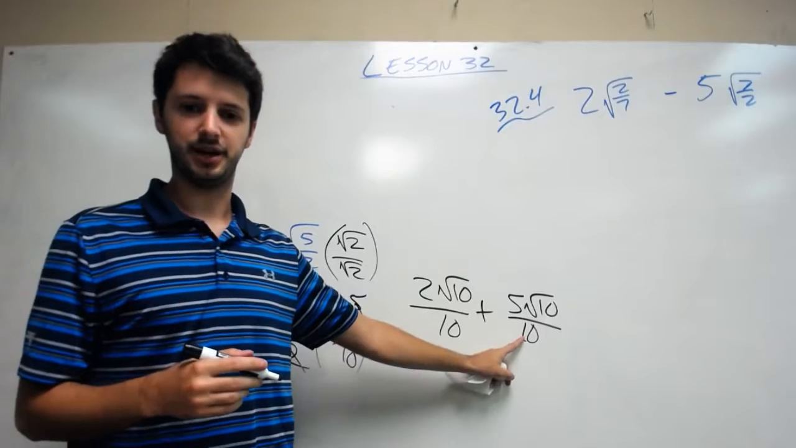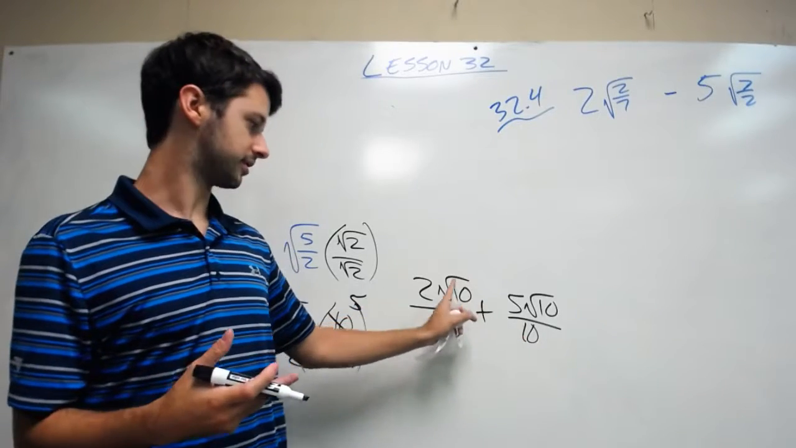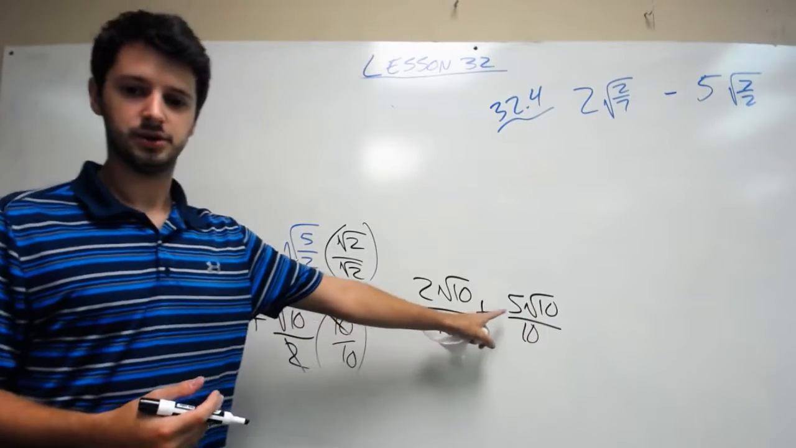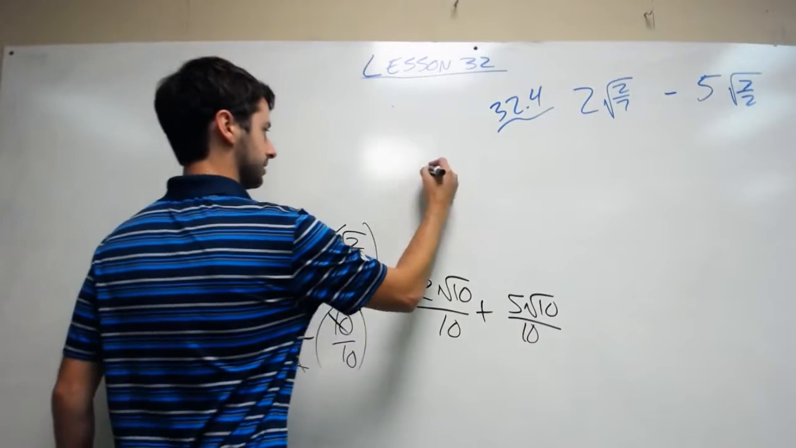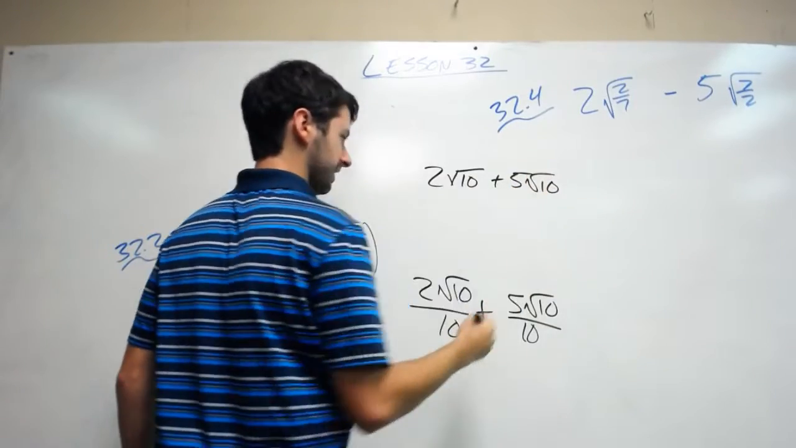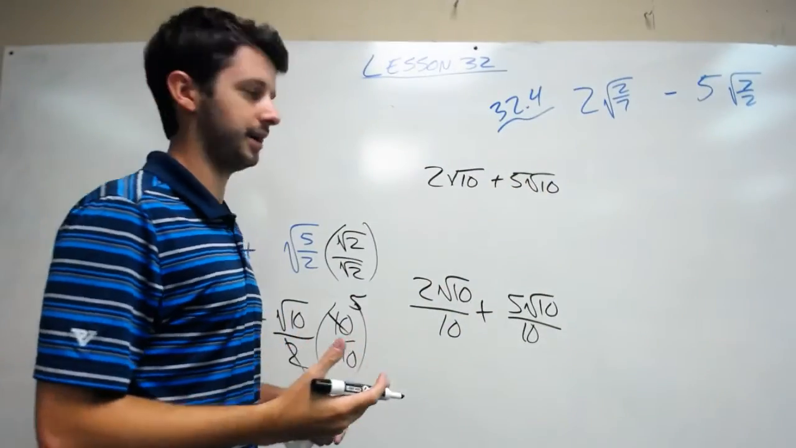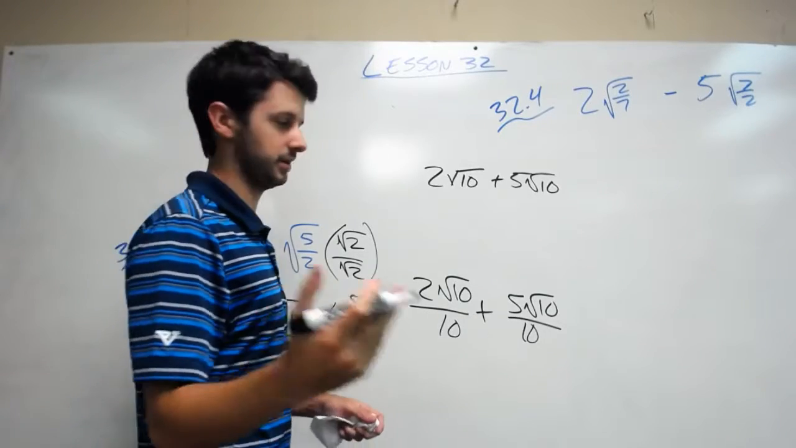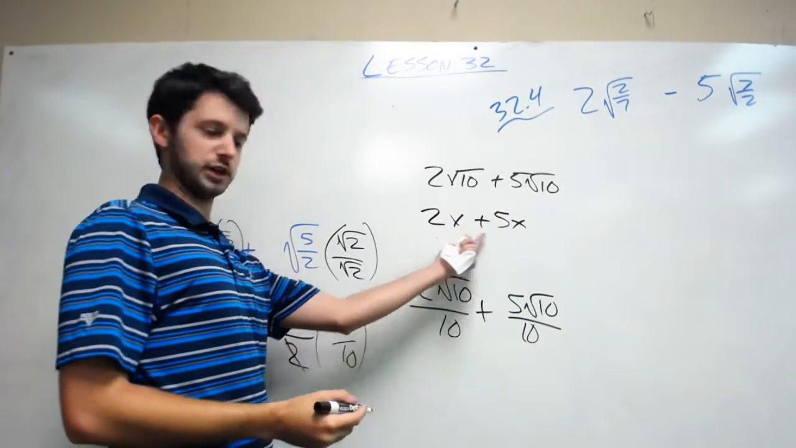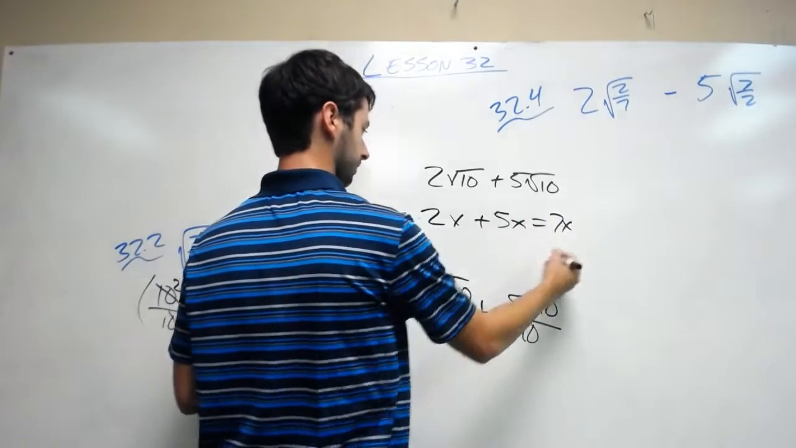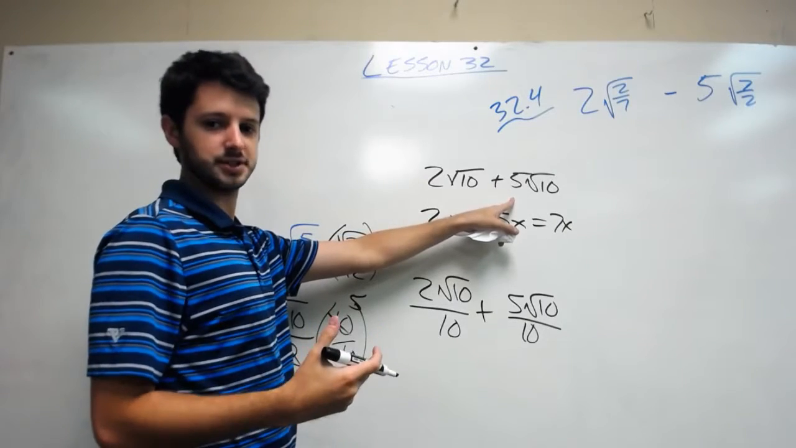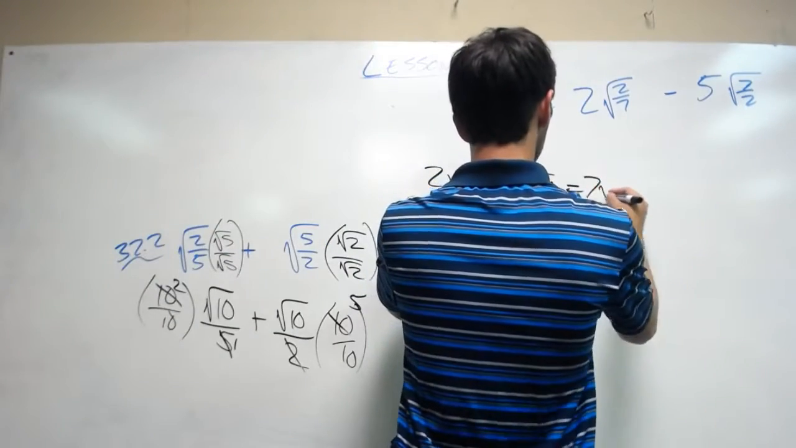Now we have the same denominator. And these are actually like terms because of the radical 10, so we can add what's on top. It's like saying 2x plus 5x. If you have 2x plus 5x, you can say 7x because they have a like term of x. This is 2 radical 10 plus 5 radical 10. They have the same term, so therefore you can say 7 radical 10.